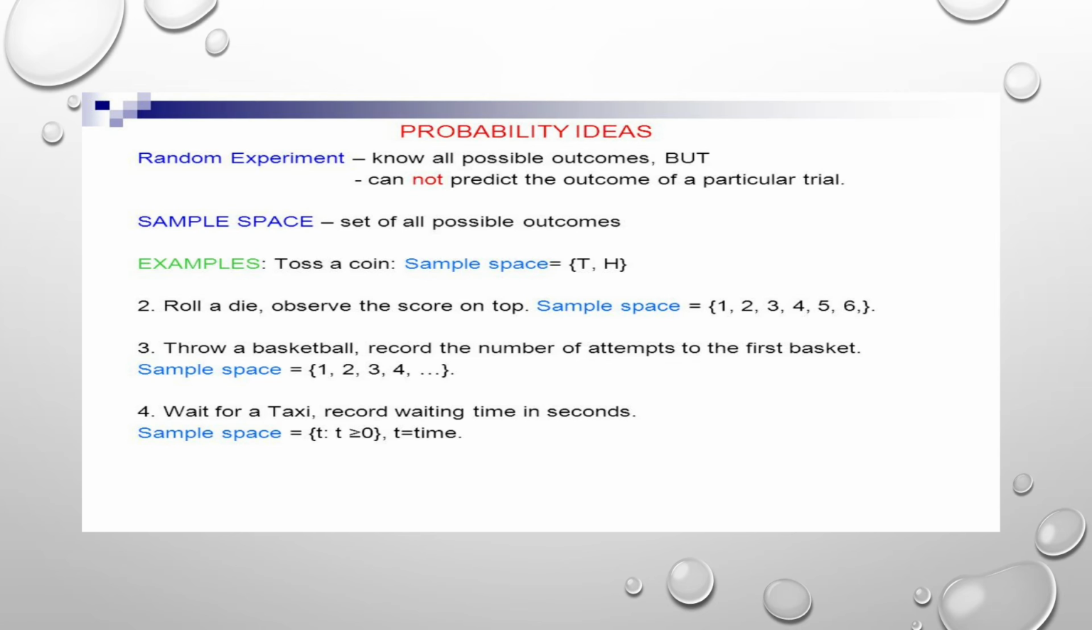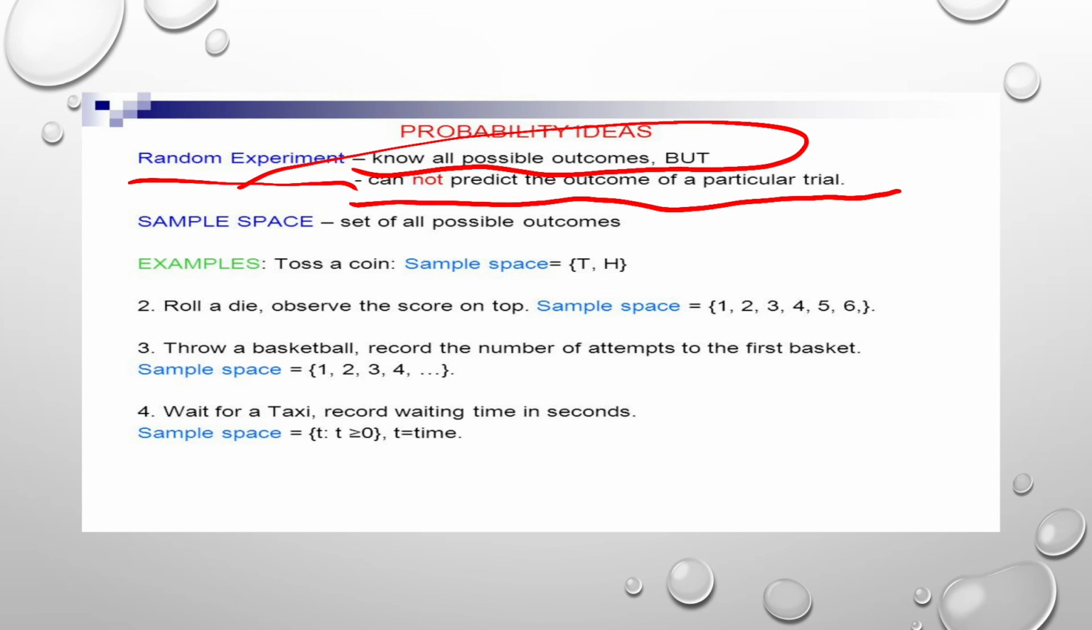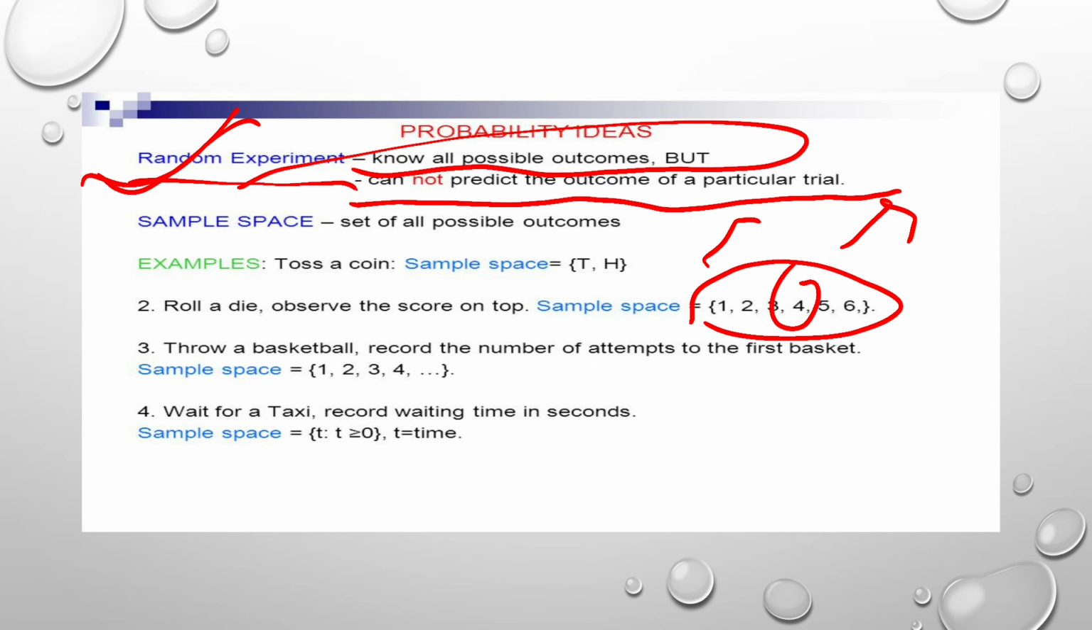So the probability idea here is a random experiment. In an experiment, we know all the possible outcomes, but we can't predict the outcome of a particular trial. We can't predict the exact outcome in advance. That experiment is known as a random experiment. For example, if you throw a die, we know all the possible outcomes: 1, 2, 3, 4, 5, 6. But which number appears on top at that particular time, we can't predict. So that kind of experiment is known as a random experiment.